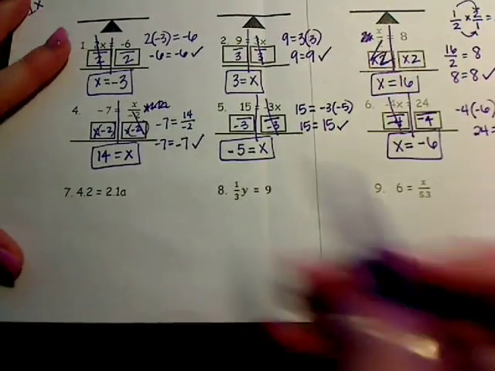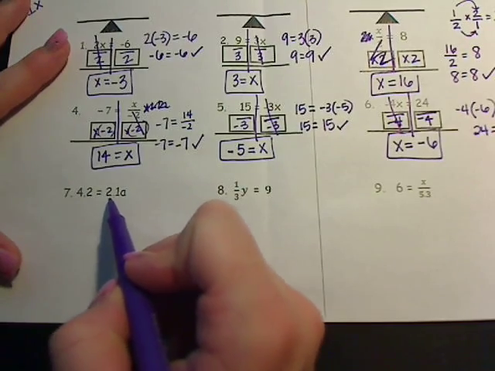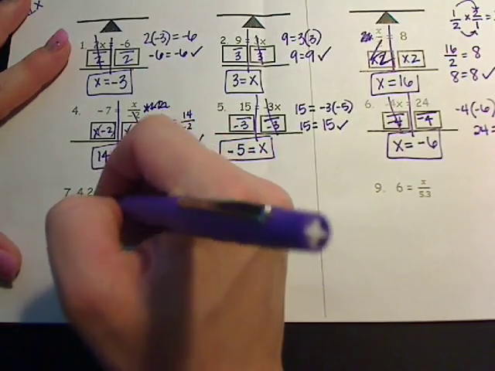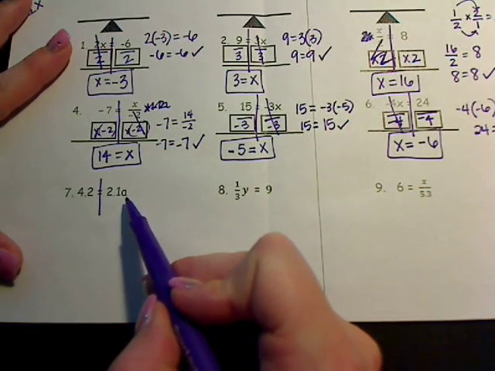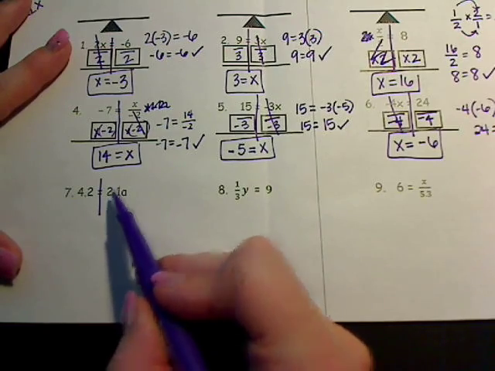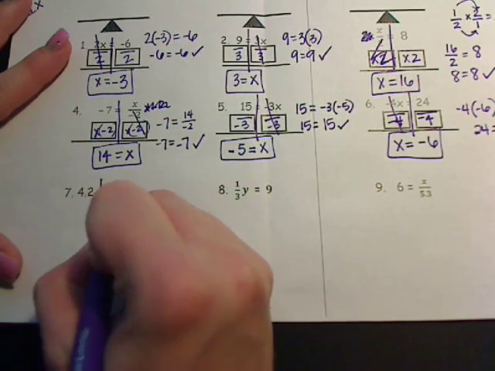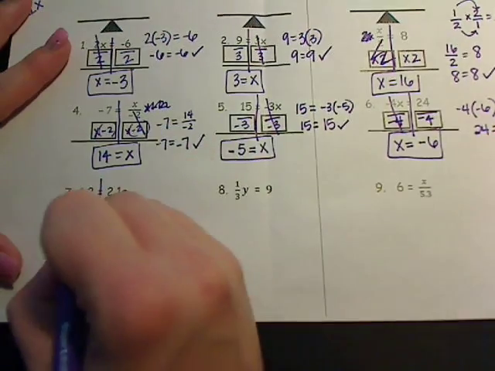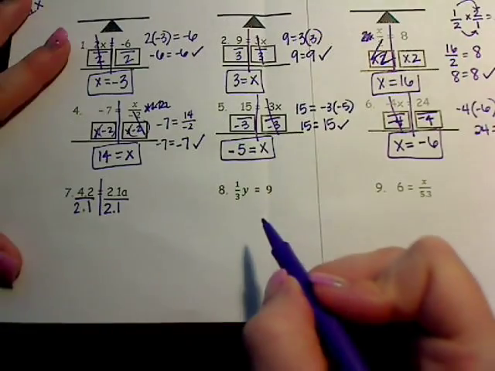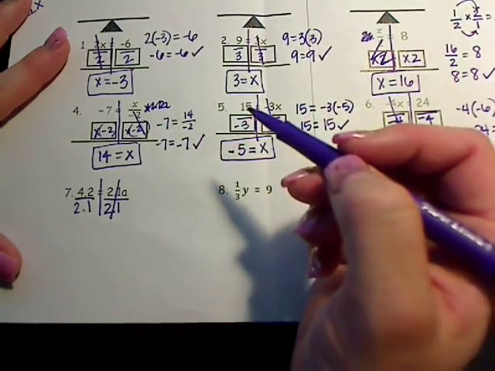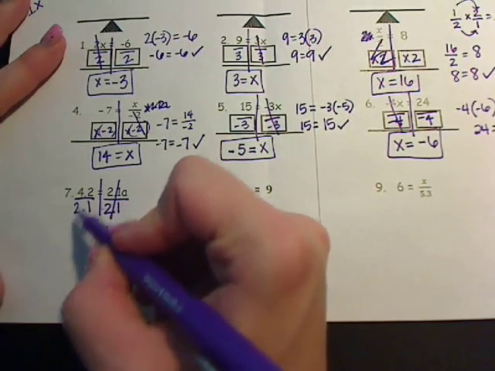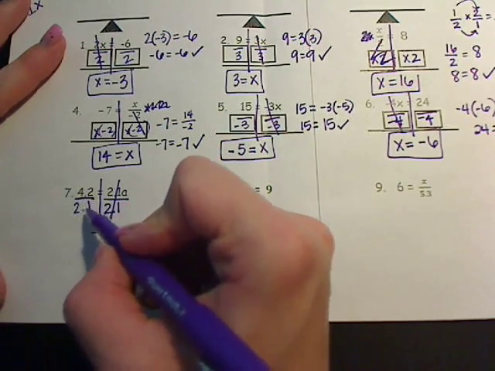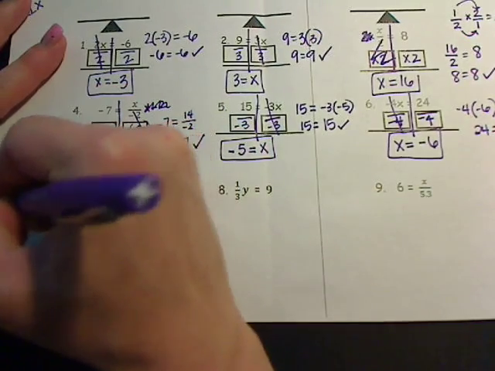Number 7. 4.2 equals 2.1 times a. Cut it in half. Isolate the variable, so we need to get a by itself. I'm going to use the inverse operation, so the opposite of multiplying by 2.1 is dividing by 2.1. What I do to one side, I'm going to do to the other. My 2.1's cancel. So I have a on this side. And I have 4.2 divided by 2.1. So top in, bottom out.